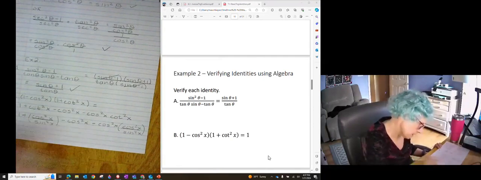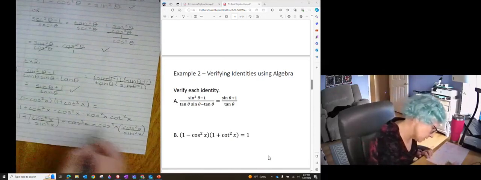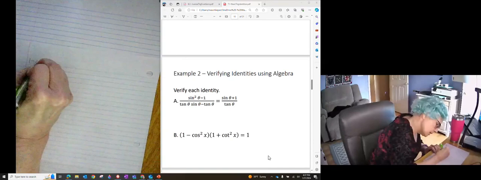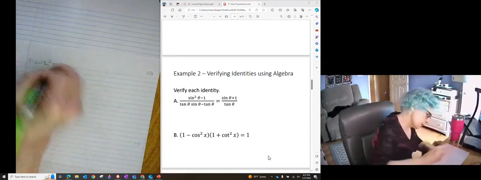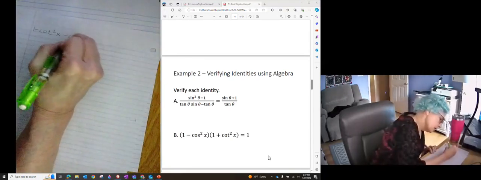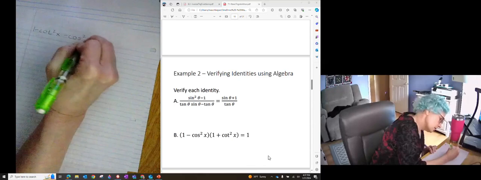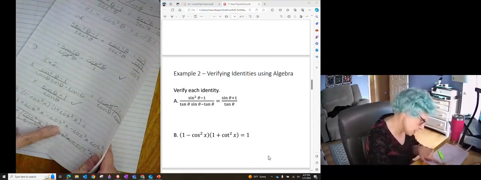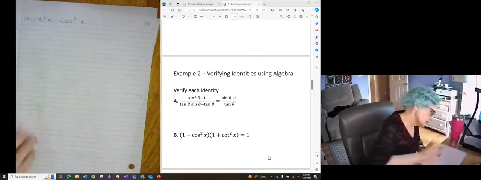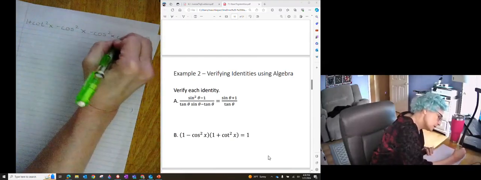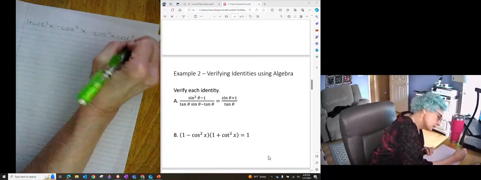Yeah, I think this isn't the path I want to take. Let's go back, and I'm going to rewrite this line. 1 minus cotangent squared of x minus cosine squared of x, and that one was the plus one. Yeah, plus cotangent minus cosine squared of x, cotangent squared of x.